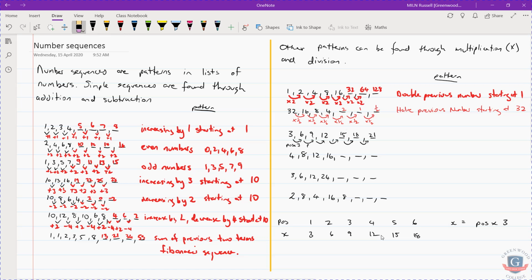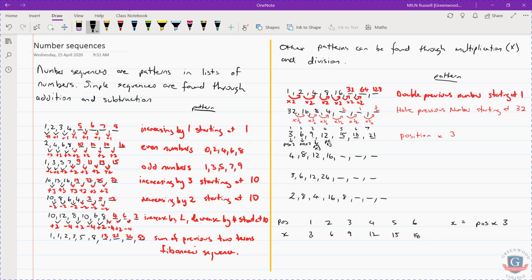Actually, I'll take out the arrows because we're not dealing with arrows this time, just positions. And it's a different way of thinking about a problem. Rather than thinking of it in terms of the previous value, we're going to think about it in terms of the position it is in the sequence. So that would be position times 3, position times 3, position times 3, position times 3, and so on. Whereas this is the first position, the second position, the third position, the fourth position, the fifth position, the sixth position, the seventh position. So let's write that on the right hand side. Position times 3.